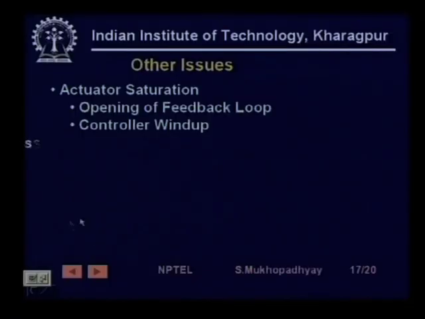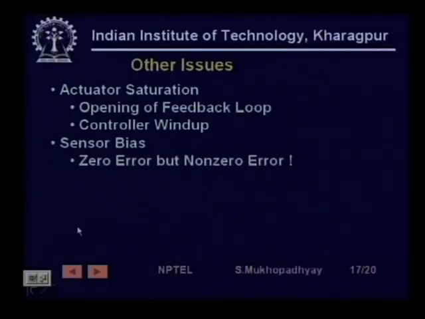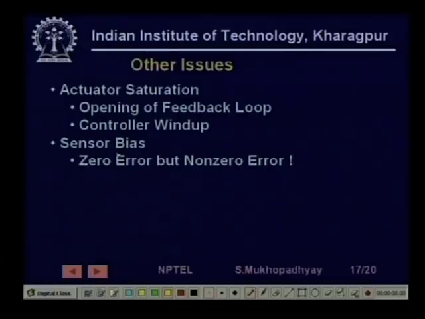So, the next issue that we should look at is sensor bias. Remember that if you have a sensor bias, the sensor has errors. Sensors are the eyes of the controller. Whatever the sensor sees, the controller simply works on that. So, if you have bias, you will think the controller will produce an input which will have 0 error, but actually there will be non-zero error. So you have 0 error, but you have non-zero error.